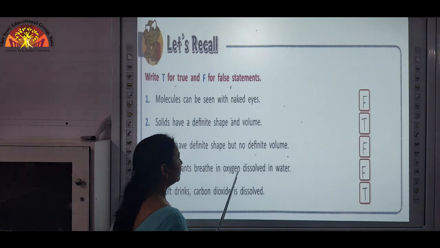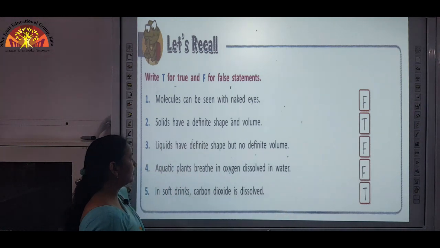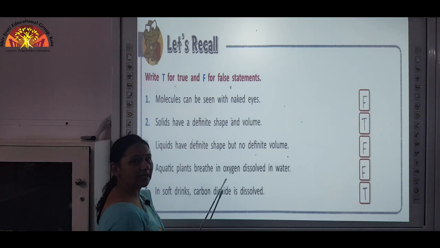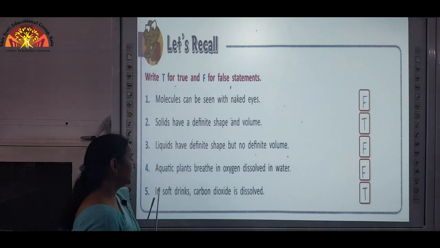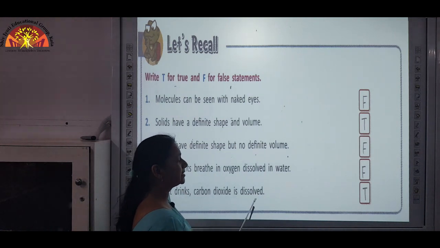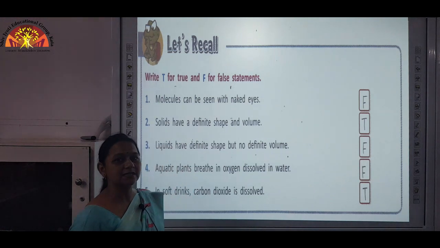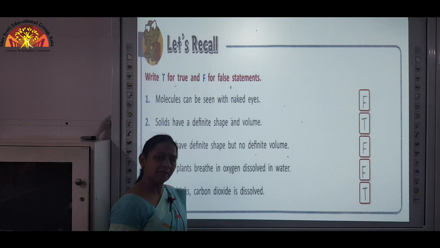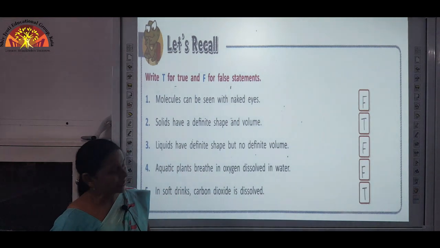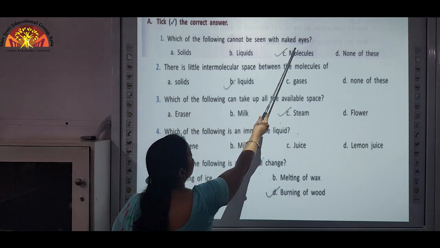Aquatic plants breathe in oxygen dissolved in water. Again, this statement is false because aquatic plants take in carbon dioxide which is dissolved in water. In soft drinks, carbon dioxide is dissolved. This statement is true because carbon dioxide is in the dissolved form in soft drinks, which makes them fizzy. Next question is, pick the correct answer. Which of the following cannot be seen with naked eyes?